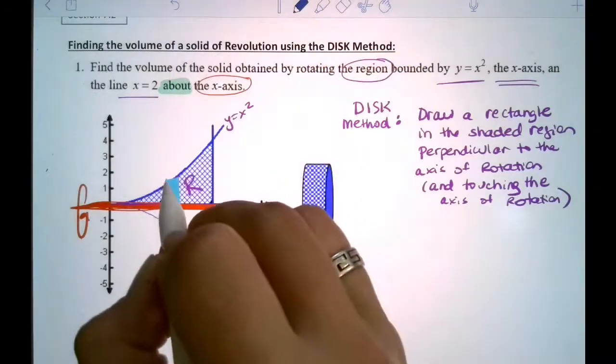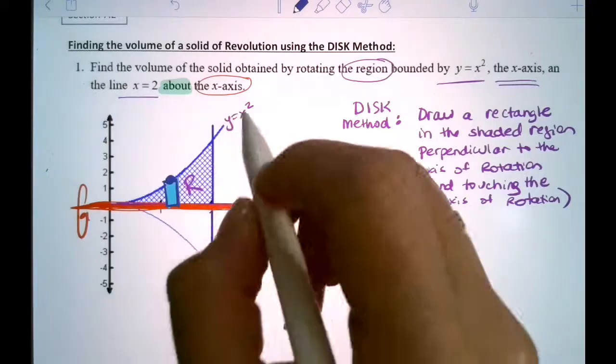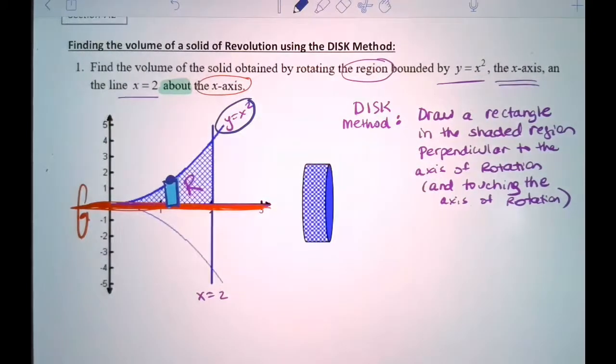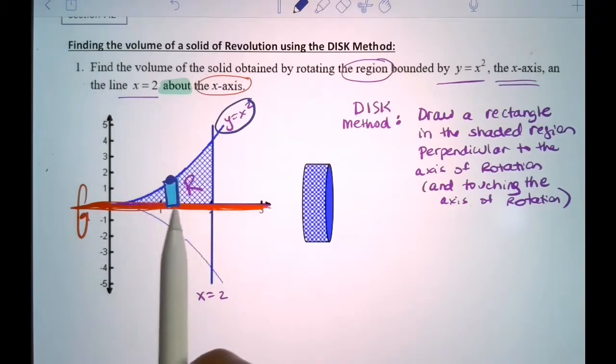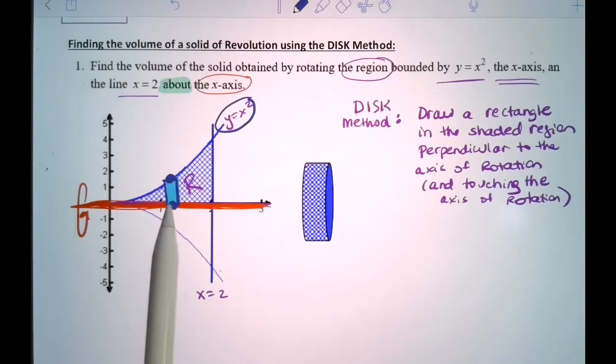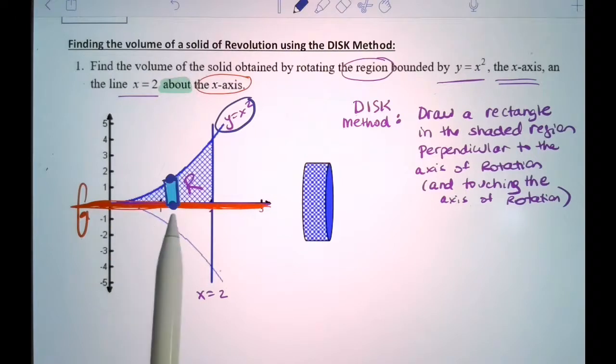Because here I have this rectangle. I'll just outline it here a little bit. The top endpoint is always on your parabola y equals x squared. No matter where you move it, left or right, that top endpoint would be on that parabola. The bottom endpoint of that rectangle is always anchored to the x-axis, right? So that's part of your region, and that's consistent.